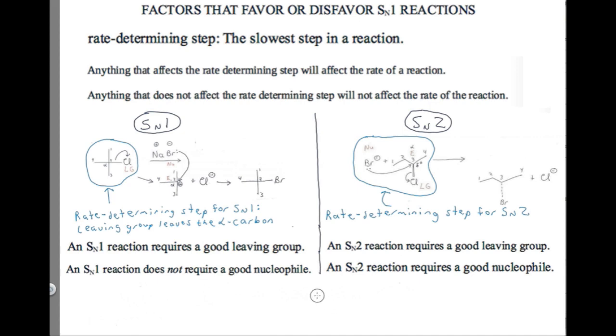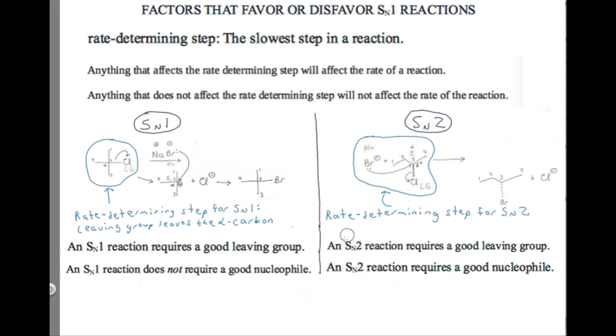Now, we've seen how leaving group ability and nucleophile ability affect the rate of an SN1 or an SN2 reaction. So what is left to consider? What else could possibly make a difference? Well, the one thing we haven't considered yet is the alpha carbon. We need to ask whether the properties of the alpha carbon can affect an SN1 or an SN2 reaction.